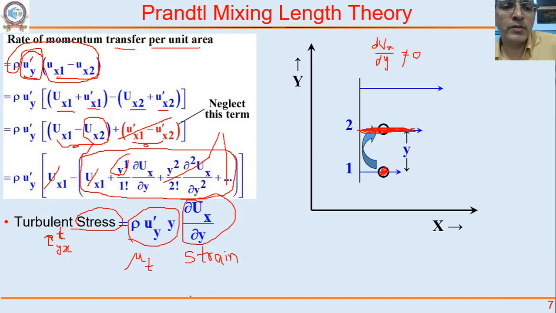Okay, let's go forward. Think about this. This is called the Prandtl mixing length theory. Eddies are traveling over a distance y, and they mix and they transfer momentum. That's the meaning of this mixing length theory.